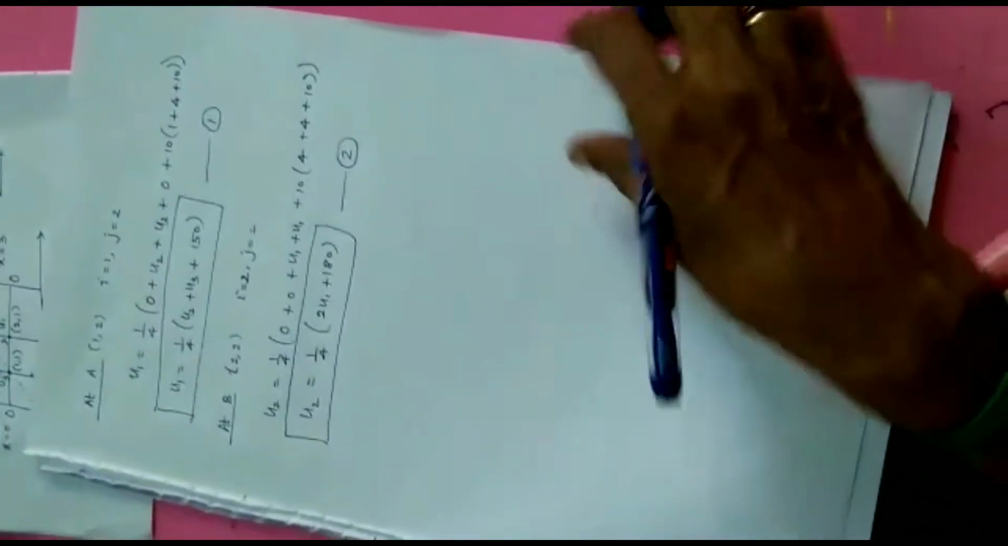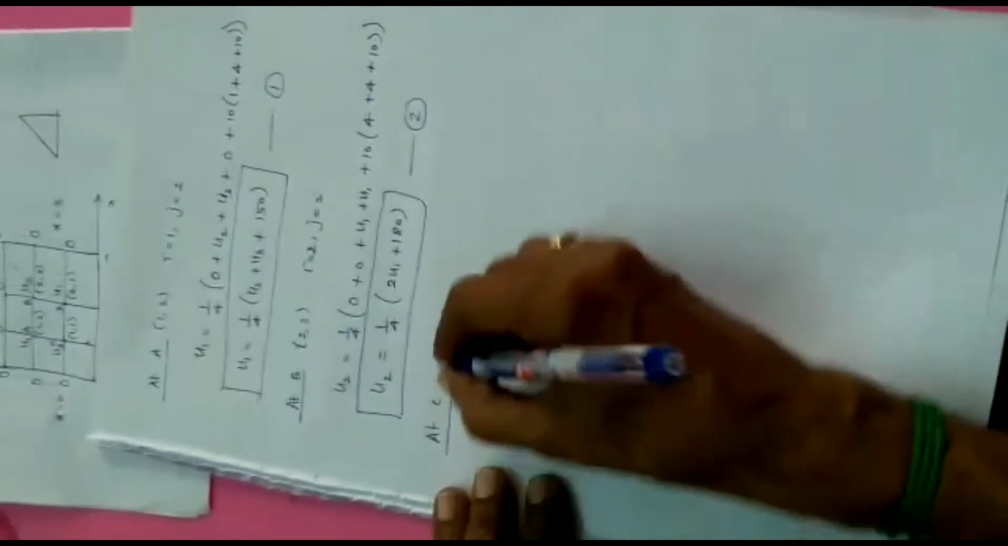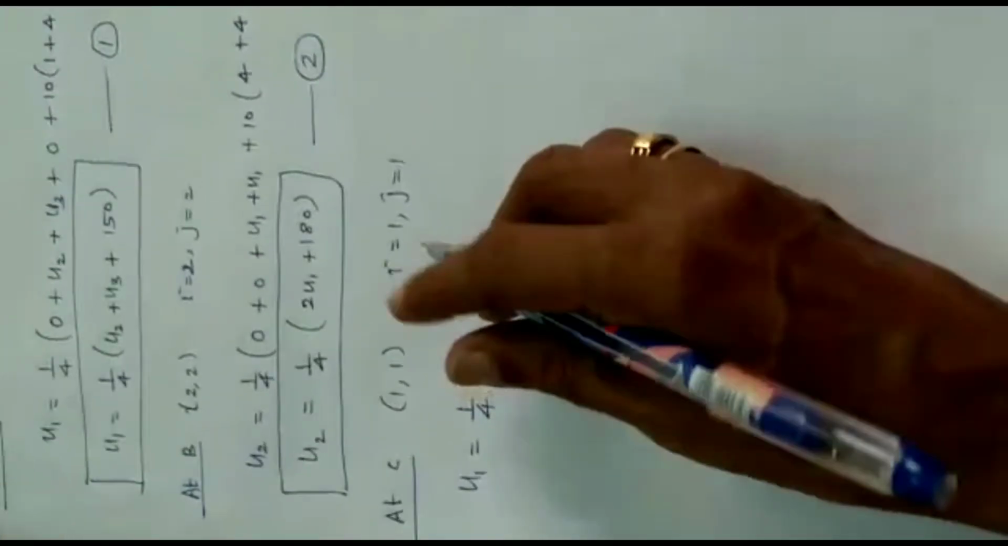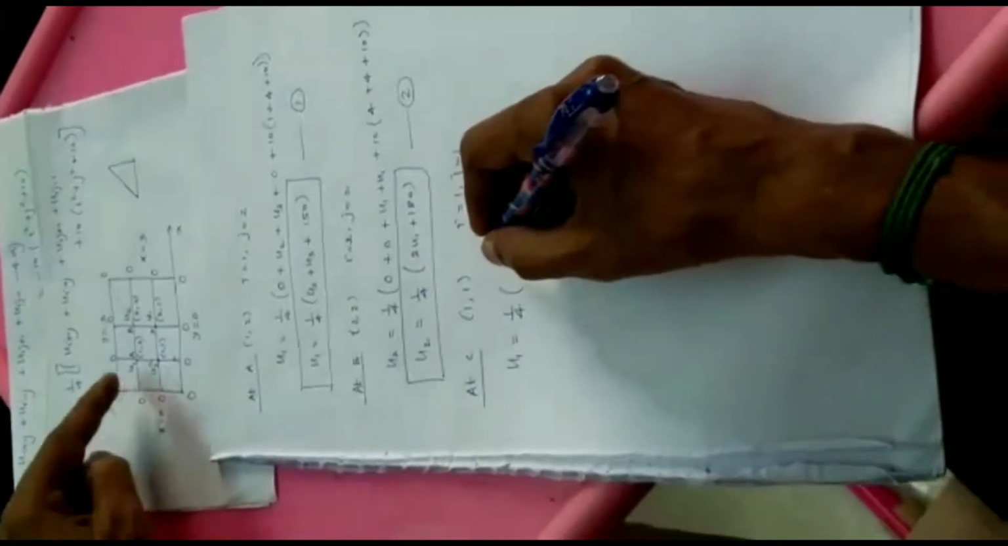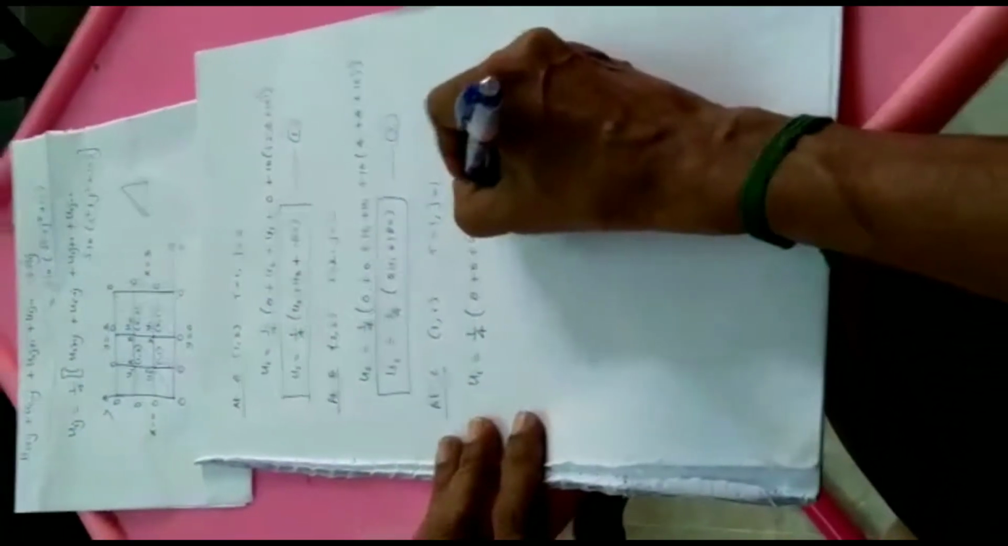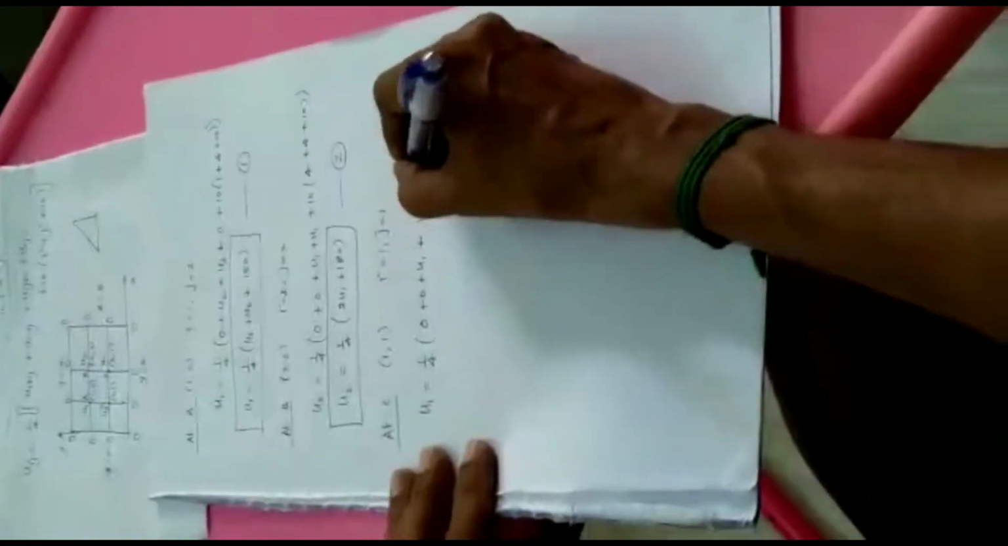Now you take point C. At C, the coordinate is 1, 1, i equal to 1, j equal to 1. Therefore, u3 is 1/4 of, the same way, the cross average at point C: 0 plus 0 plus u1 plus u1. Of course, this is duplicated by coordinate symmetry. 10 times i square 1, j square 1 plus 1. On simplification, u3 is 1/4 of 2 u1 plus 120. This is equation 3.